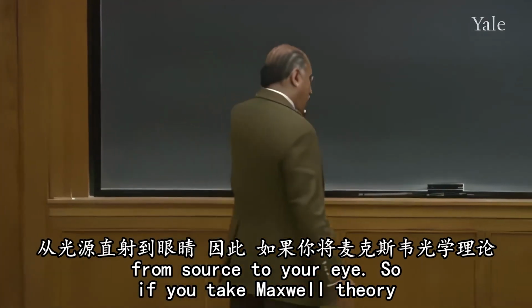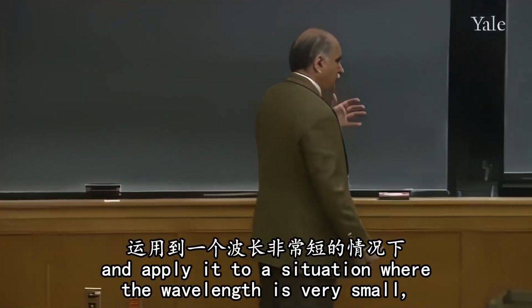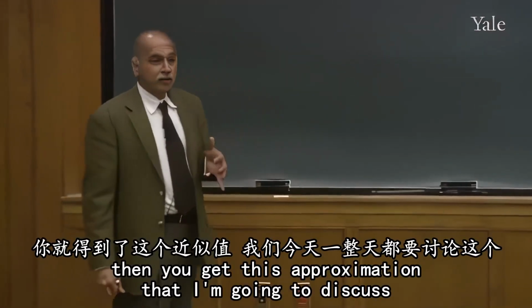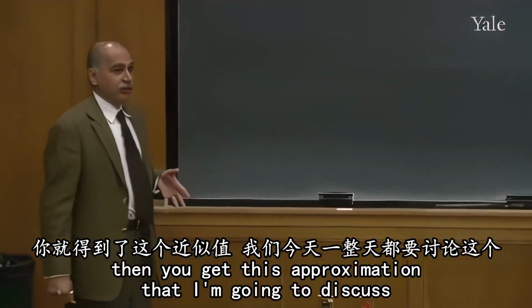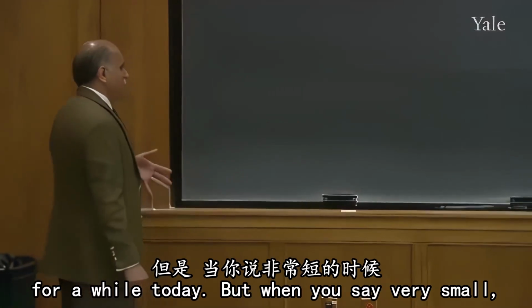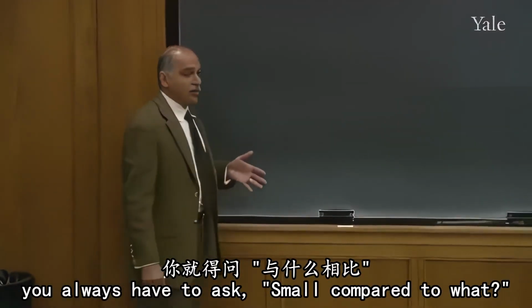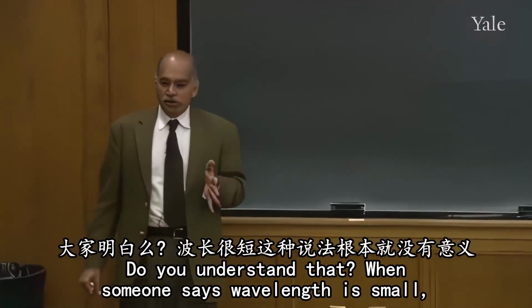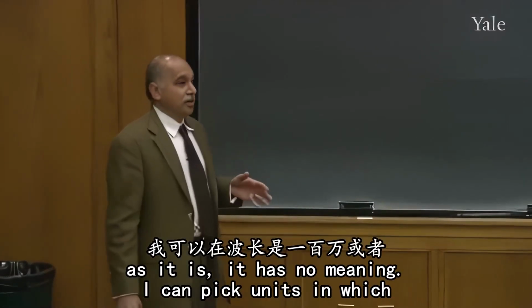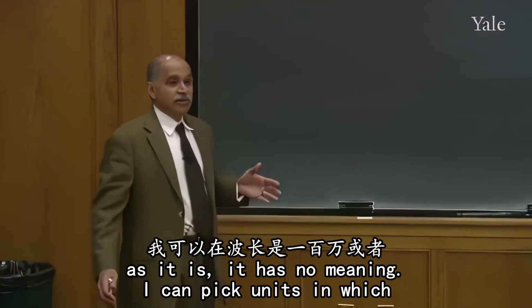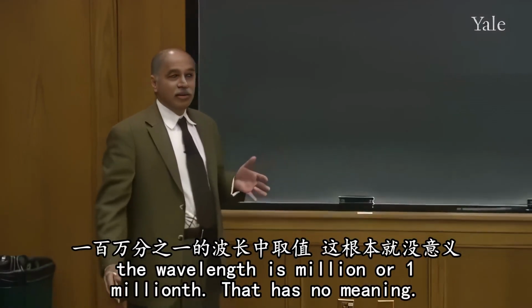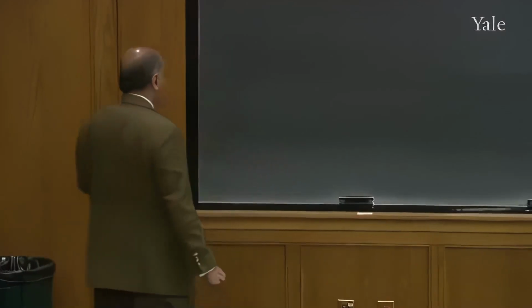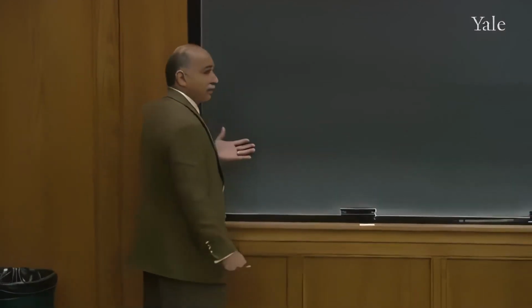So if you take Maxwell theory and apply it to a situation where the wavelength is very small, then you get this approximation that I'm going to discuss for a while today. But when you say very small, you always have to ask, small compared to what? You understand that? When someone says wavelength is small, as it is, it has no meaning. Because I can pick units in which the wavelength is million or 1 millionth. That has no meaning. Small and large can be changed by change of units. What we really mean is the following.